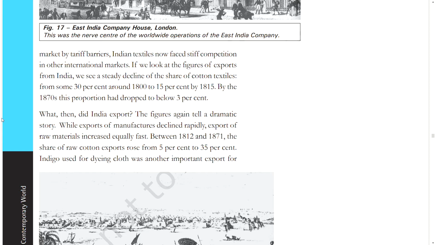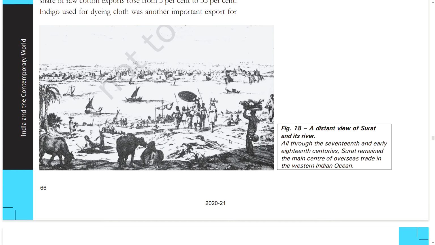While exports of manufactures declined rapidly, export of raw materials increased equally fast. Between 1812 and 1871, the share of raw cotton exports rose from 5% to 35%. Indigo, used for dyeing cloth, was another important export for many decades. Figure: a distant view of Surat and its river.